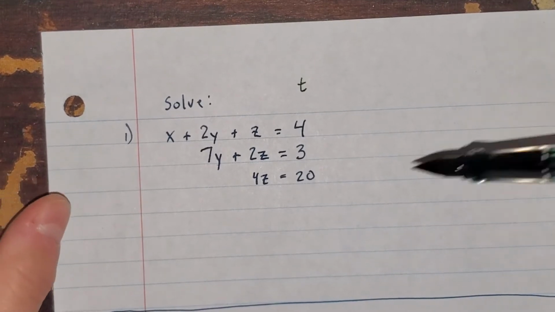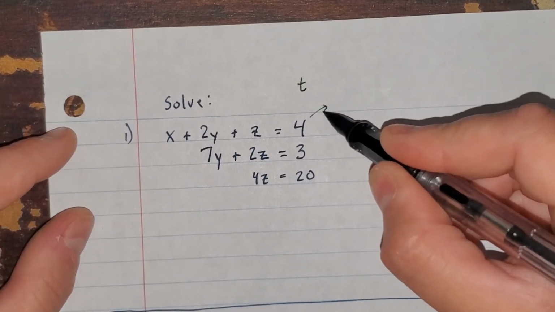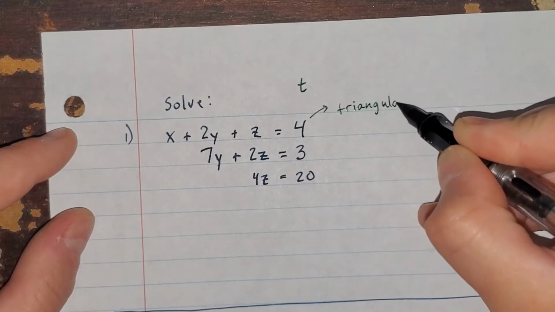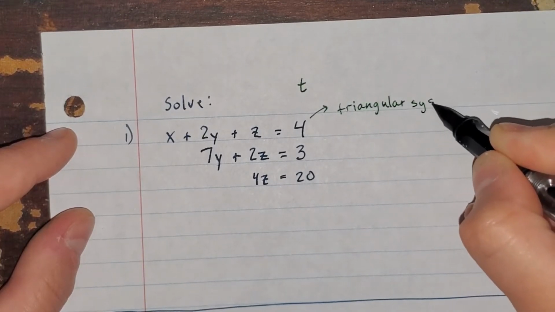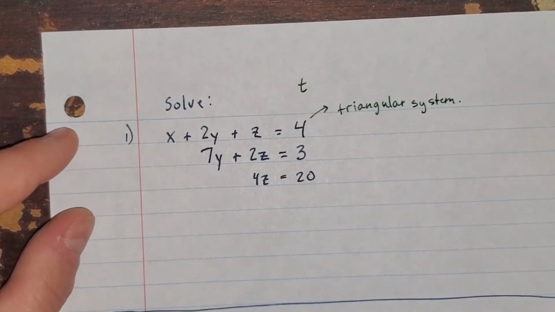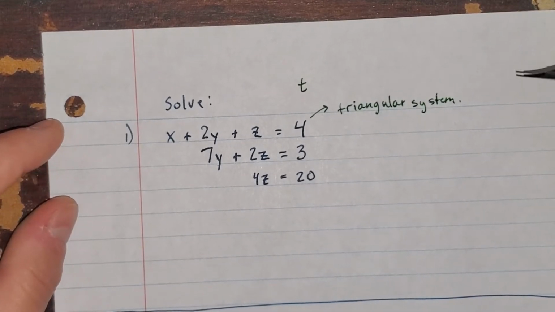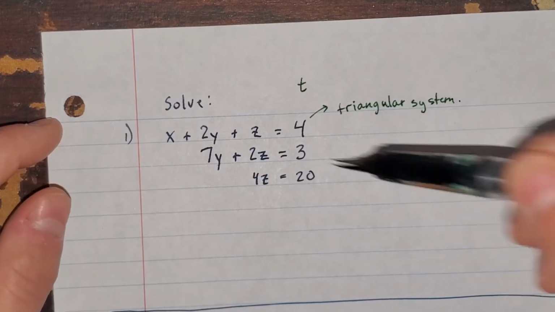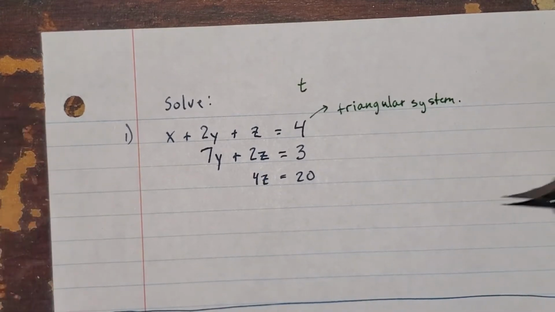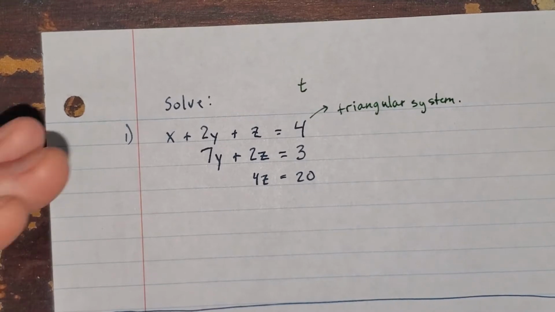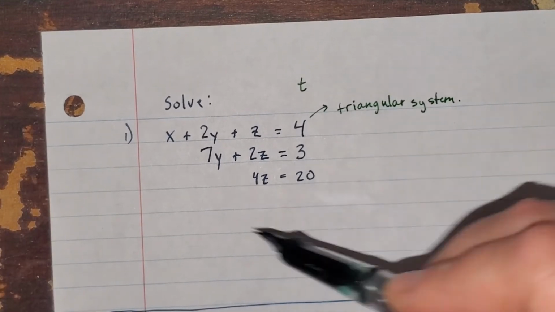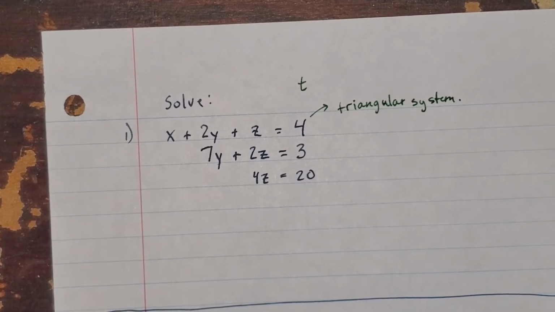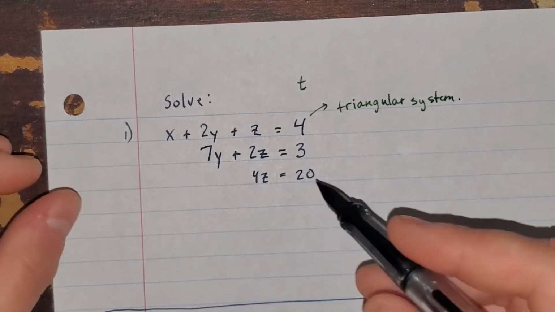So this is what's called a triangular system. Okay? And when you're trying to solve a system with 3 or more variables, you always want to make it a triangular system. Now, this one already is. I'm going to show you in the next example how to get this. But let's say we've already come across it. It's already a triangular system. That's fantastic.